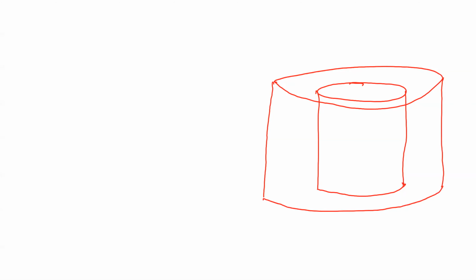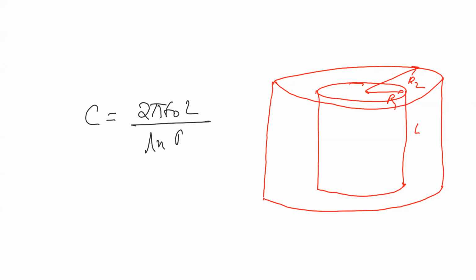Okay, now let me just draw it. R1 here, R2 here, length is L. Yeah, tell me. Now tell the formula. Sir, 2 pi epsilon naught L divided by log R2 by R1. Yes, very good. Ln of R2 by R1, log base e. So I'll write this as log base e, or it is called ln.